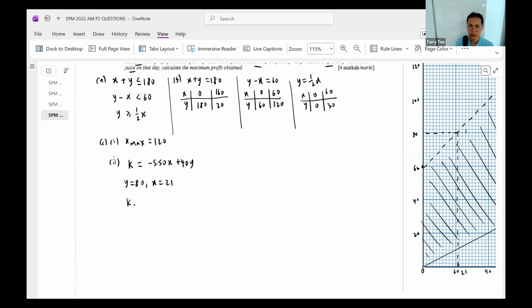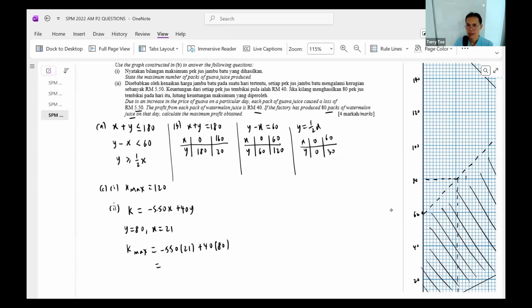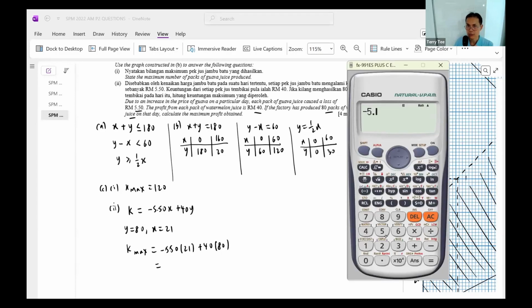So you want the maximum profit. Maximum profit occurs when you produce less guava juice and more watermelon juice. Your watermelon is already predetermined at 80. The question already says produce 80 watermelon. So just use your calculator. This question is not the typical linear programming question, at least the last part. The first part is quite standard. The last part is a bit different, but it's not difficult. You don't have to draw the objective function line. I got 3084.5.